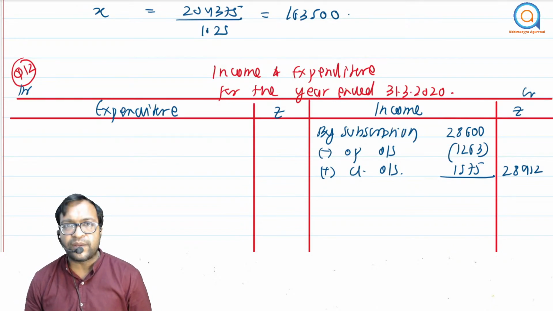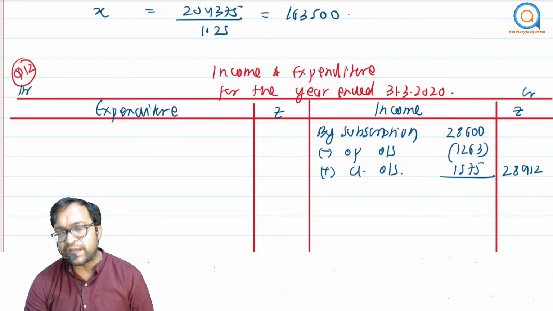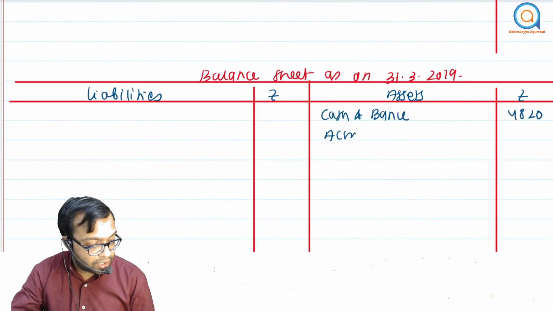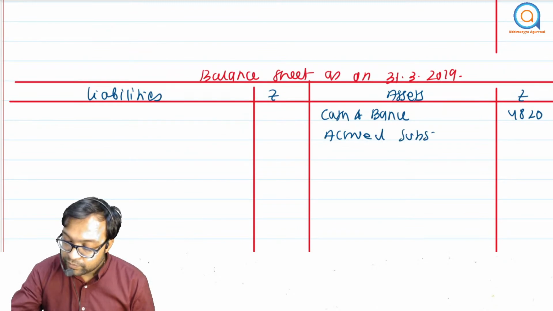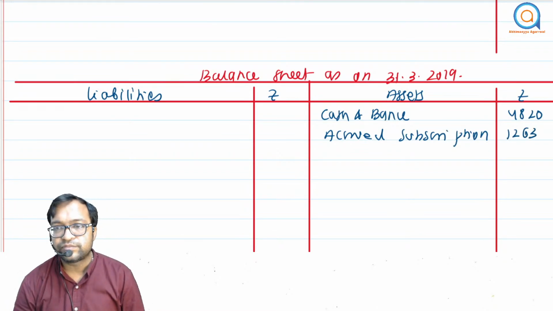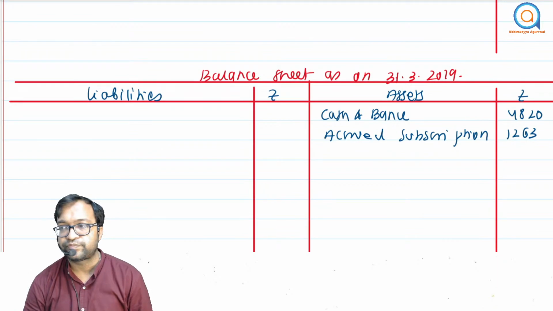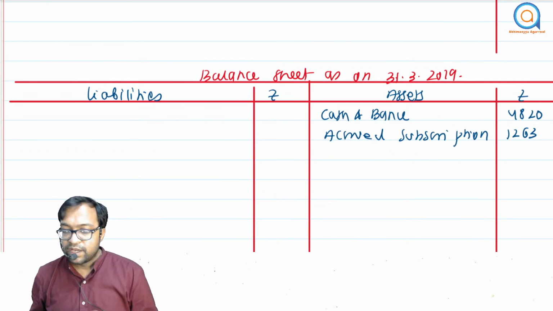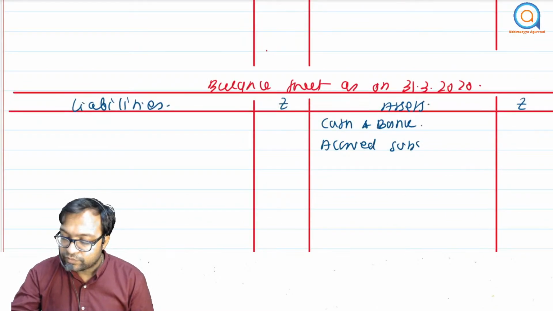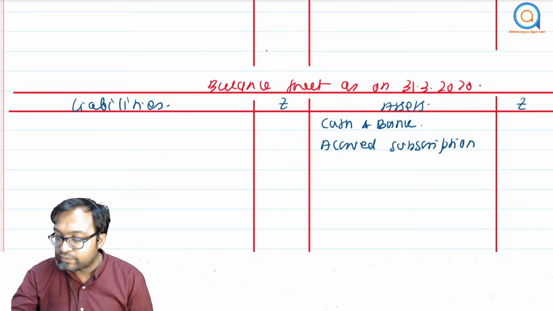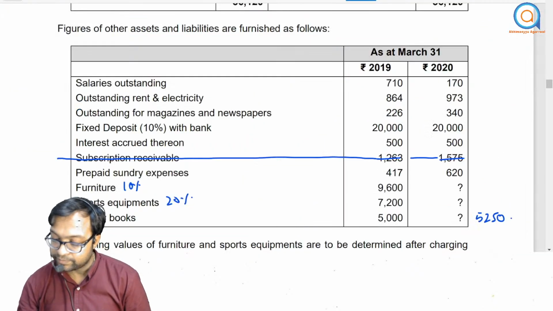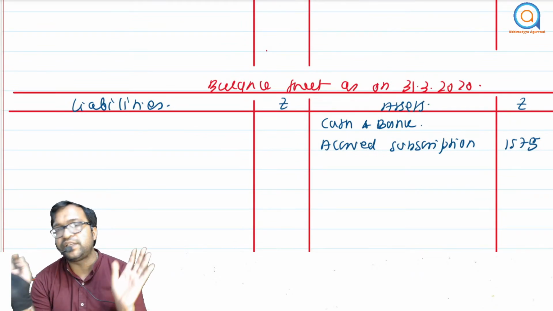But don't forget, outstanding subscription, accrued subscription is your asset. It will come on the asset side of balance sheet also. Opening balance will come in opening balance sheet, closing will come in closing balance sheet. So let me go to opening balance sheet and write accrued subscription 1263. Now go to closing balance sheet and write accrued subscription 1575. Correct? So subscription ka story is finished.